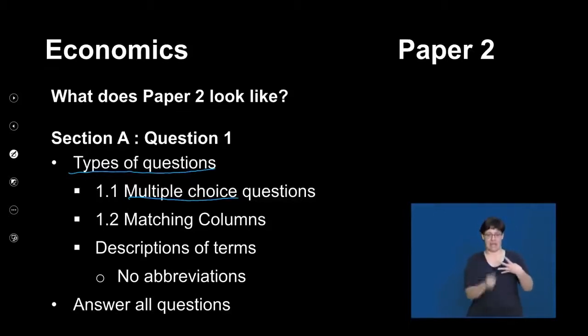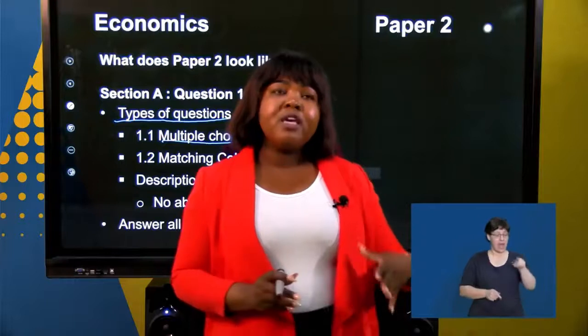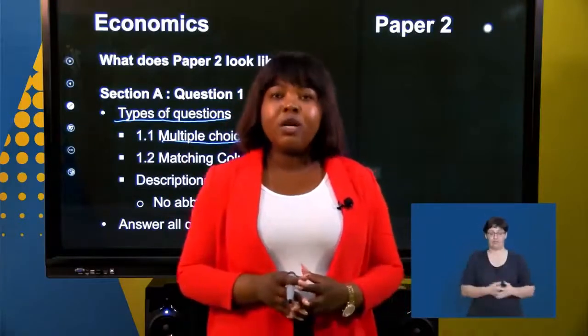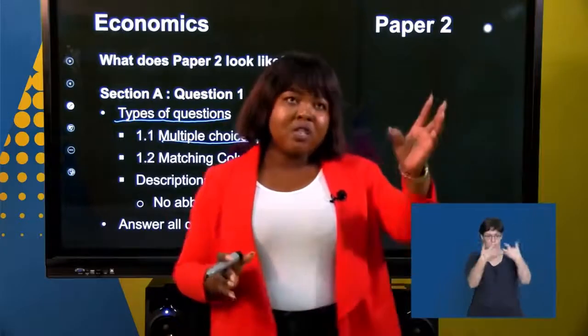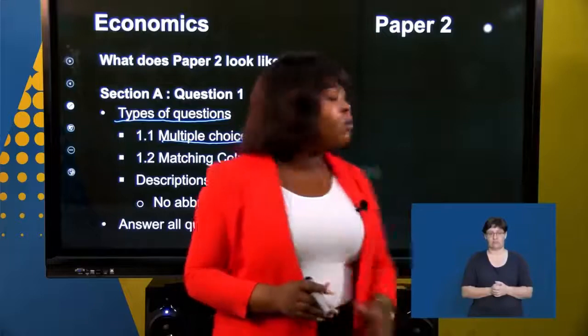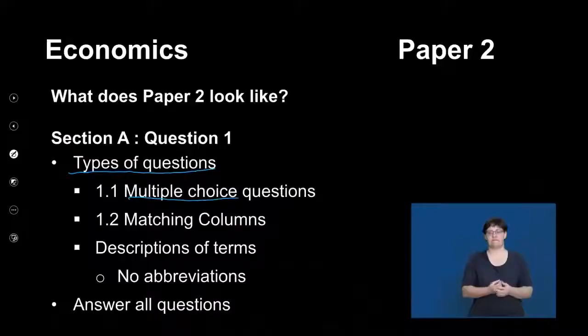And then we've got our question 1.2, which is the matching column, where you are given 2 columns, column A and also column B. Column A is the concept, and then column B is the description. So you are supposed to match the term with the befitting description in column B there. Then you've got your question number 1.3, which is your description of terms there, right?